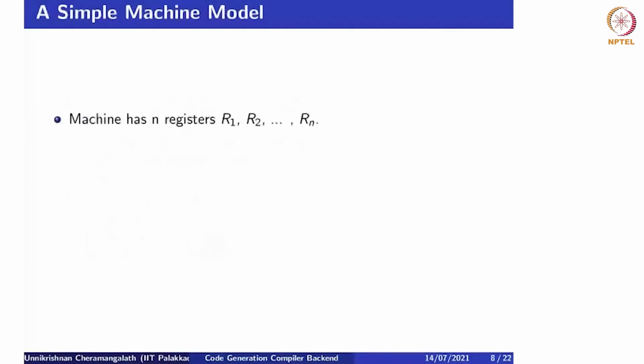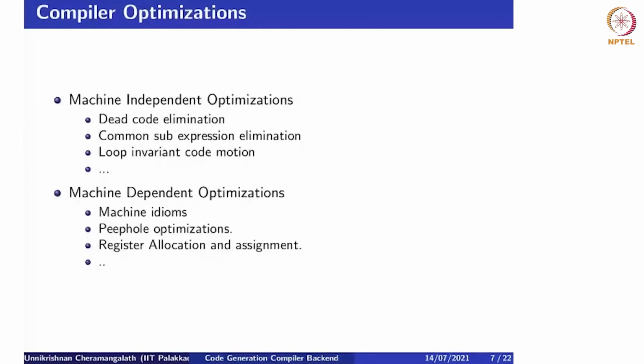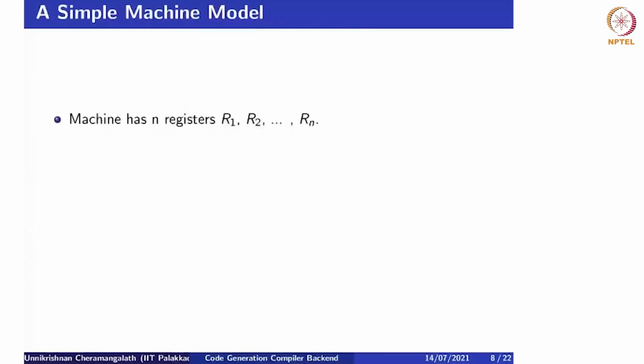For this lecture, we'll assume that you have a simple machine, and we are covering the part independent of LLVM IR in the first half. Then we'll move to the LLVM part. So in the first half, we'll look at this simple machine model. Feel free to ask any doubt in between if you have. The machine has n registers, R1, R2, etc., Rn. The machine has load and store instructions, like load from memory and store to memory.